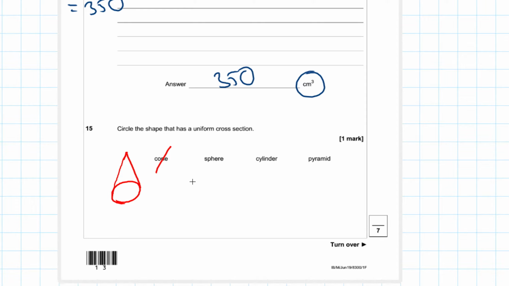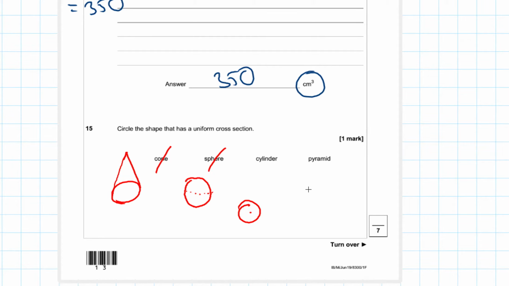A sphere is an odd shape to actually draw. Essentially it's a ball, but it doesn't necessarily have a uniform cross-sectional area. If you look at the top of a ball, it would look something like this. So the middle part of the ball is fatter than the top of the ball. Therefore it doesn't have a uniform cross-sectional area.